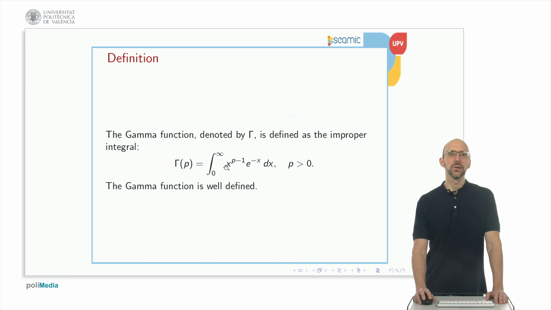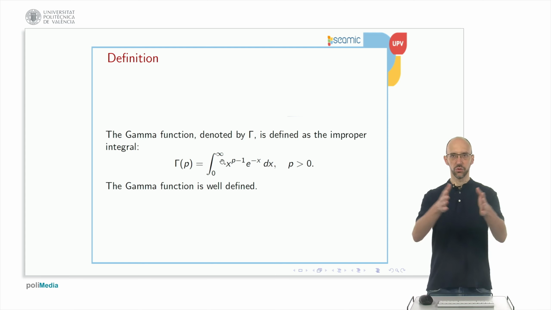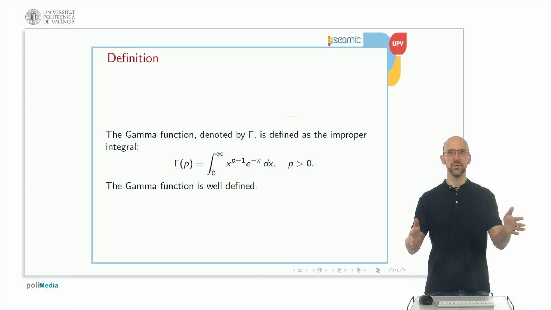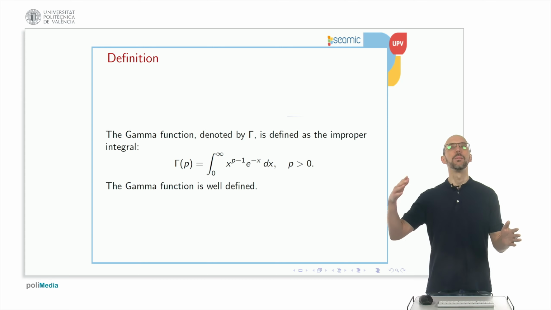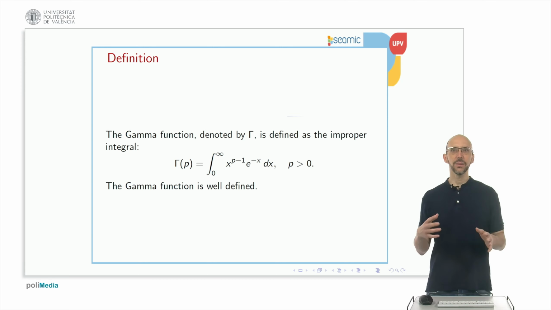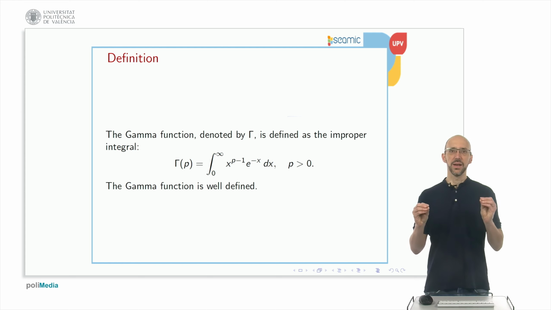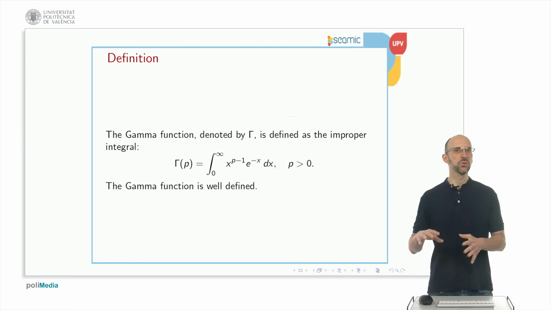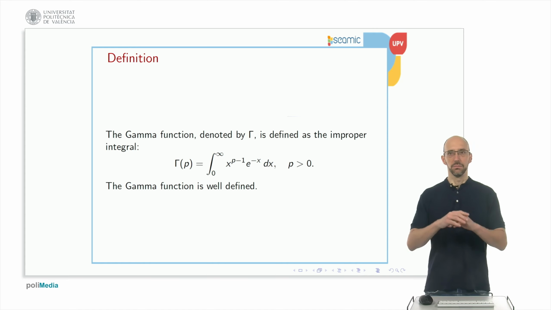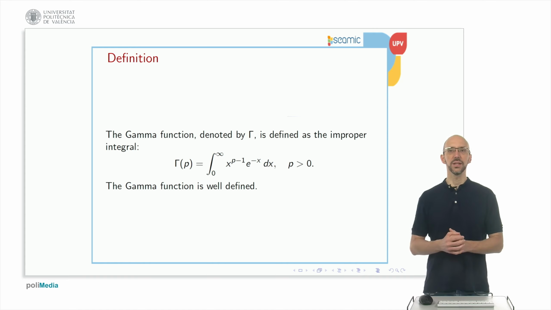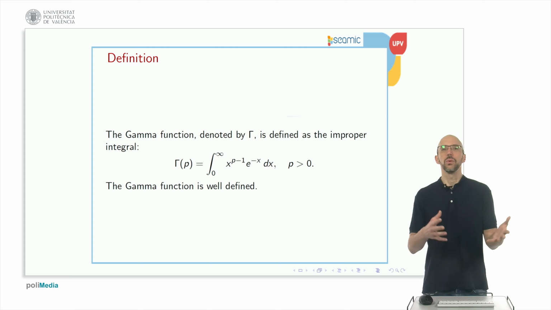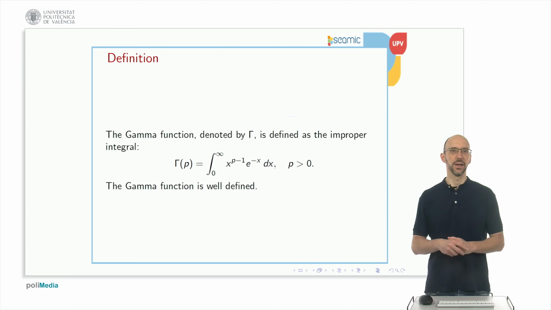It's called improper because the interval of integration is not finite, it's not closed like 1, 2, 3, 5. It's between 0 and plus infinity. So that makes things a little bit more complicated than usual. We need to talk much more about these improper integrals. But for now, let's consider this integral, and you are going to trust me with the definition of improper integral.